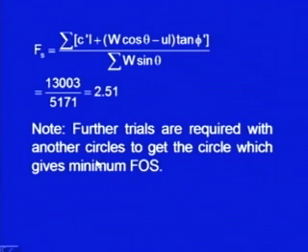To get the factor of safety of the slope, further trials are required with other circles. We have to take a large number of circles and calculate the factor of safety for all of them, and the minimum has to be selected as the factor of safety of the slope, and that circle will be the critical circle.